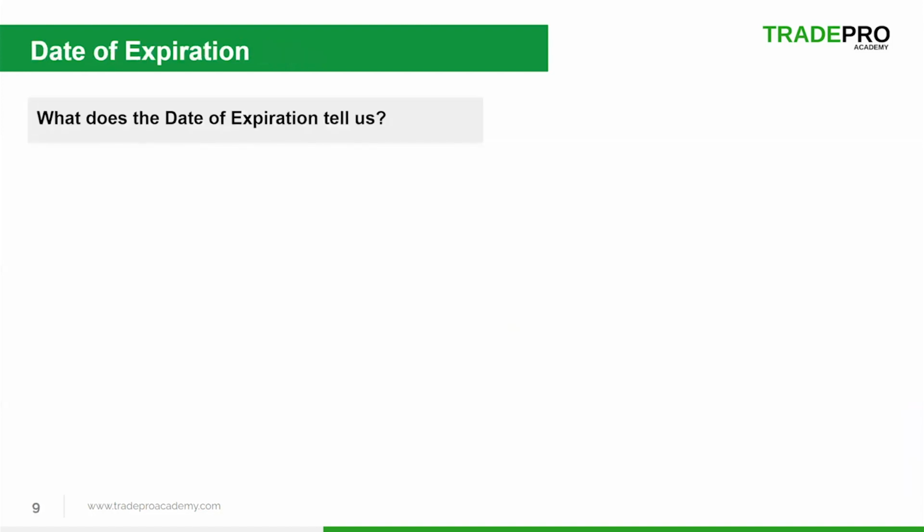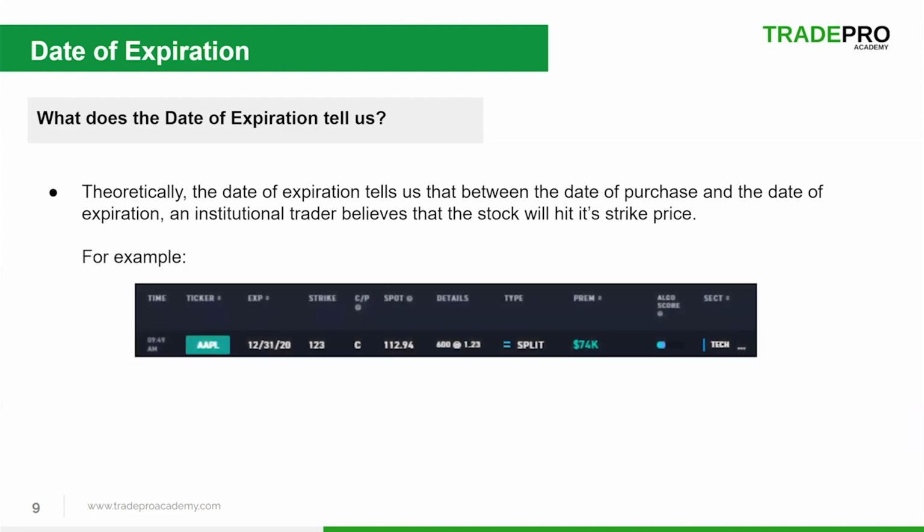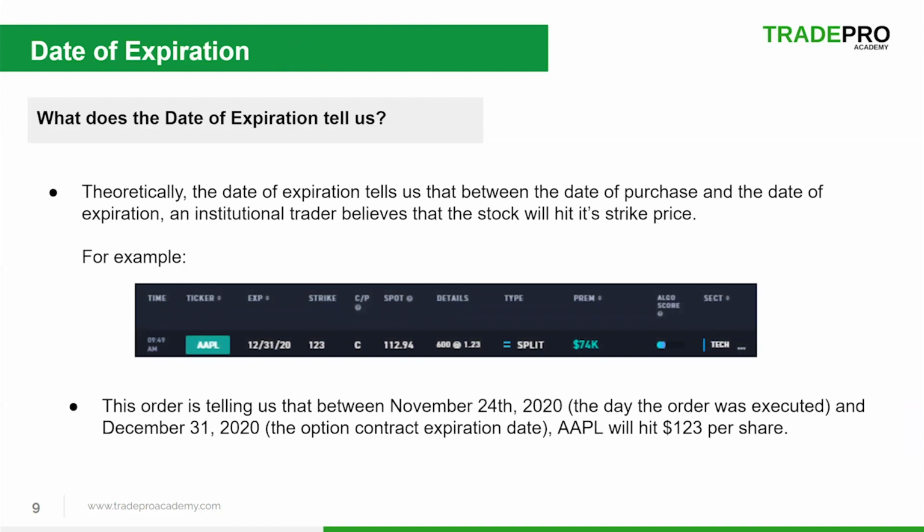So the date of expiration. Theoretically, the date of expiration tells us that between the date of purchase and the date of expiration, an institutional trader believes that the stock will hit its strike price. For example, this order is telling us that between November 24th, 2020, so this was the day the order was executed, and December 31st, 2020, the option contract expiration date, Apple will hit $123 per share.